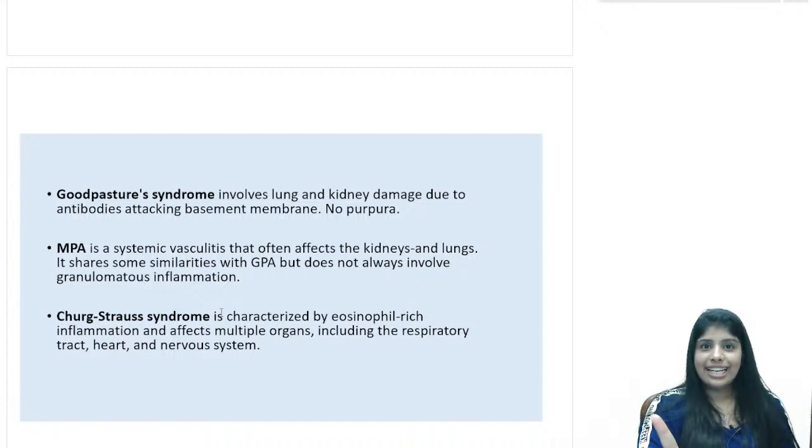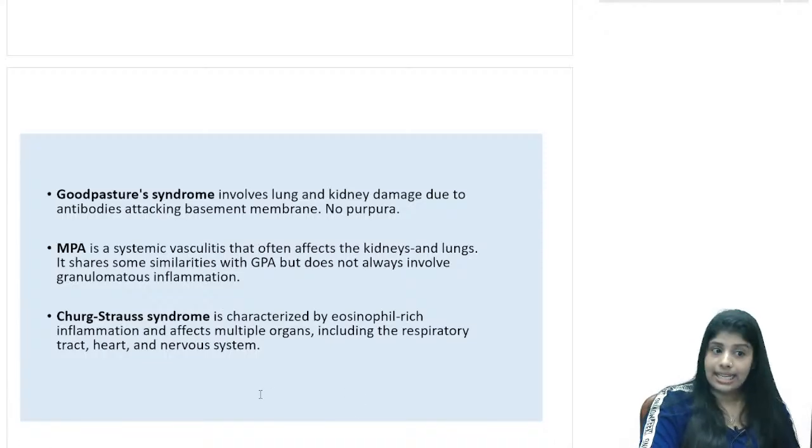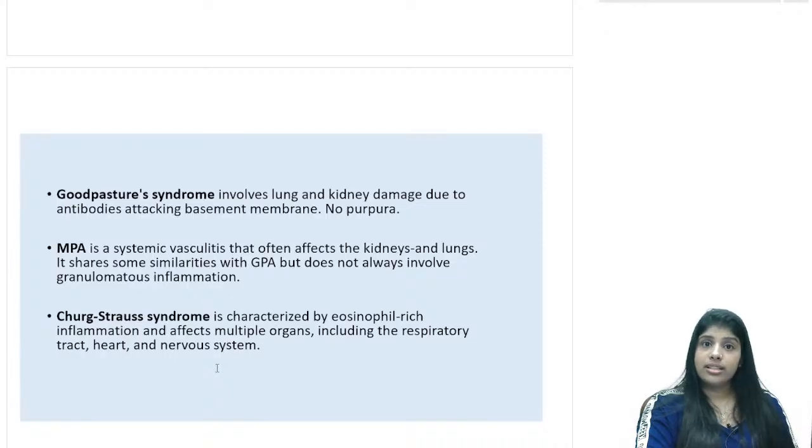So if anything related to blood eosinophil is mentioned in the questions, then there is a probable chance that the answer can be Churg-Strauss syndrome. Okay, and it affects multiple organs. Fine. And there is ANCA. ANCA is also present in Churg-Strauss syndrome, and most importantly, rhinosinusitis and asthma can be a symptom.